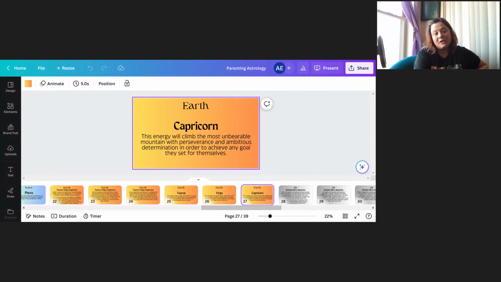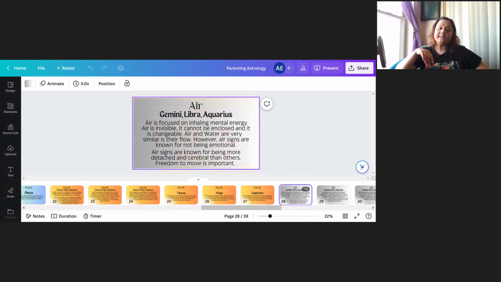Capricorn, this energy will climb the most unbearable mountain with perseverance, ambition, and determination in order to achieve any goal they set for themselves. So definitely super positive with ambition for your child. If they have a Capricorn placement in their Jupiter, they're going to manifest that energy. So if they're kind of lost in what they want to do in life and they have this energy in their Jupiter, they're really going to be determined to finish what they start. So yeah, great energy, especially when you think of school related activities.